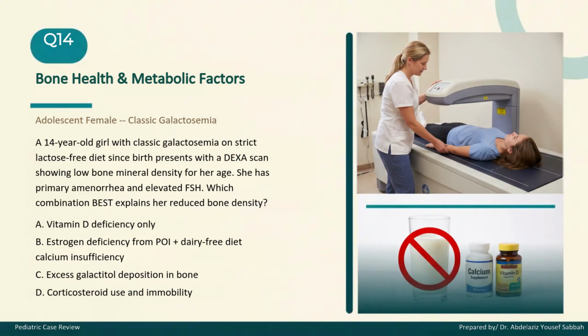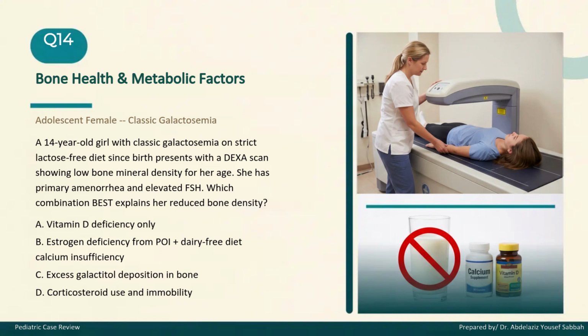Case 14. A 14-year-old girl with classic galactosemia on a strict lactose-free diet since birth has a bone density scan showing low bone mineral density for her age. She has primary amenorrhea and elevated follicle-stimulating hormone. Which combination best explains her reduced bone density?